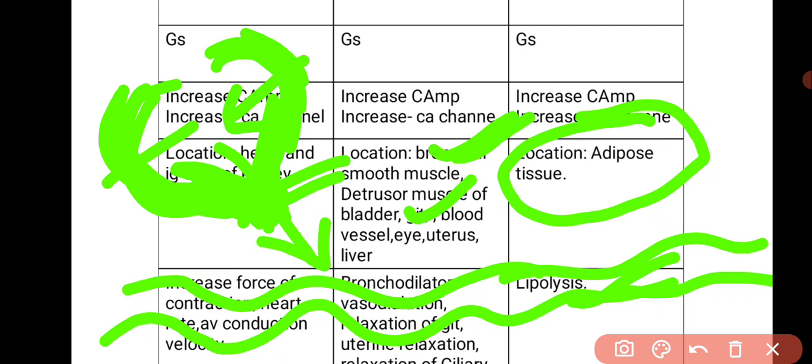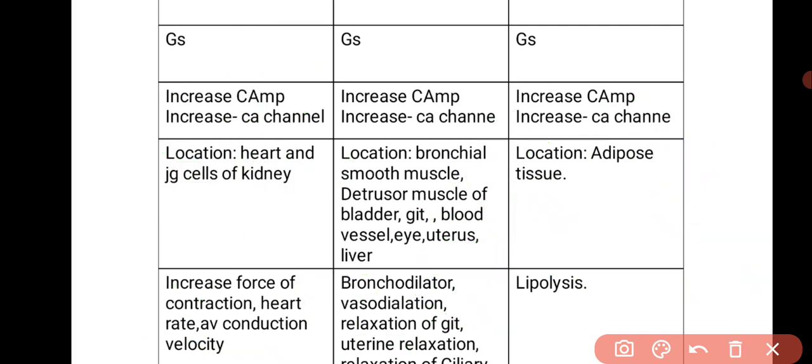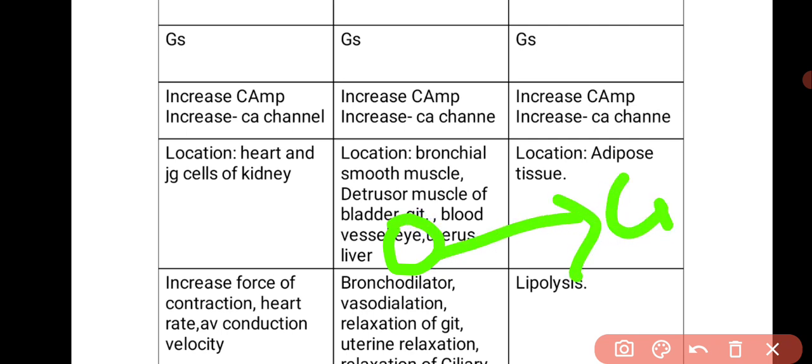They are also present on the blood vessels, associated with vasodilation, and on the uterus, causing uterine relaxation. On the liver, they are associated with glycogenolysis and increased glucose concentration. Then on the eye, which is not a prominent effect, they are also present and associated with ciliary muscle relaxation. So these all are the functions of the beta 1, beta 2 and beta 3 receptors.